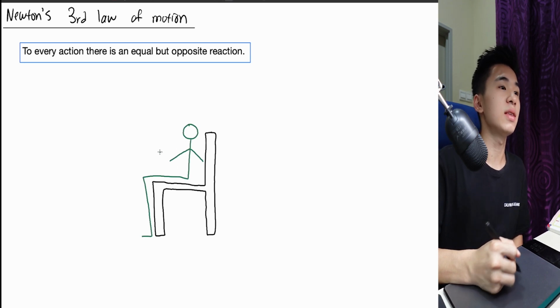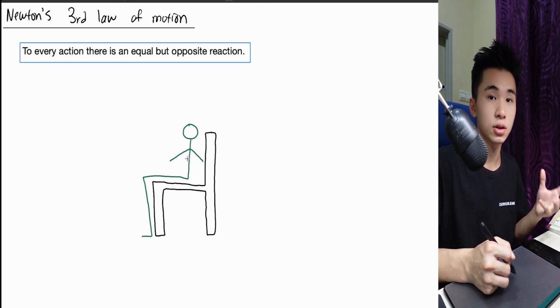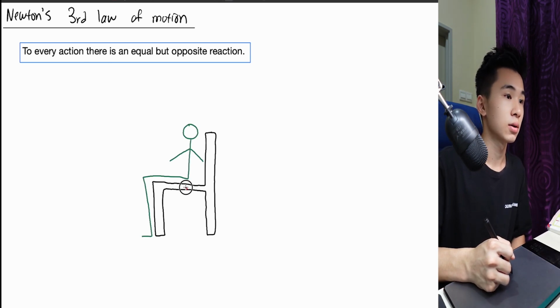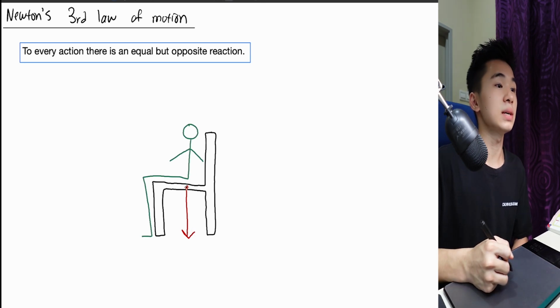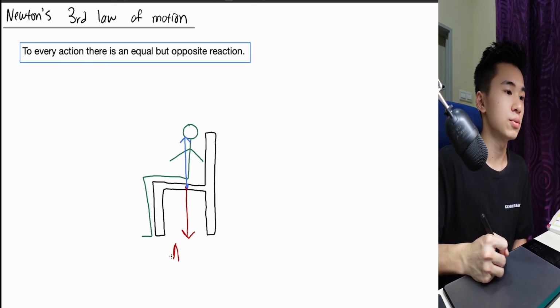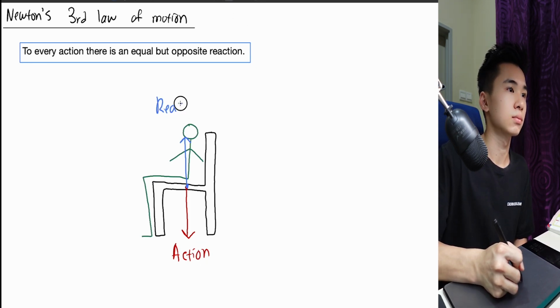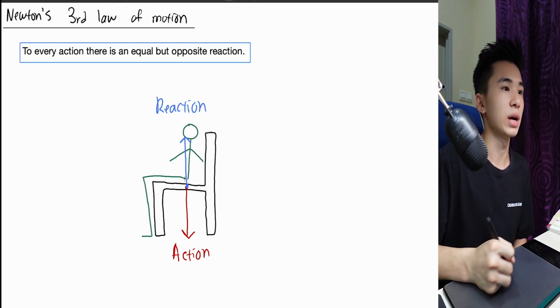So as you can see, this human is sitting on a chair, which means it is exerting a force on this chair. So the force is facing downwards, right? And at the same time, this chair is exerting an equal amount of force on this human right here. And this red line is going to be our action, and this blue line is going to be our reaction, which is the reaction force.